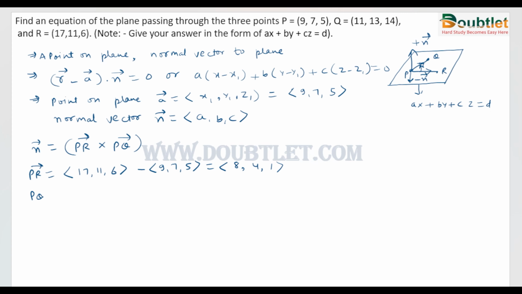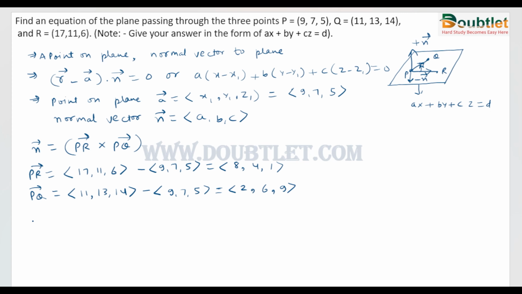Now to find the PQ vector, point Q is 11, 13, 14 minus point P, which is 9, 7, 5. If we subtract these, 11 minus 9 will become 2, 13 minus 7 will become 6 and 14 minus 5 will become 9.